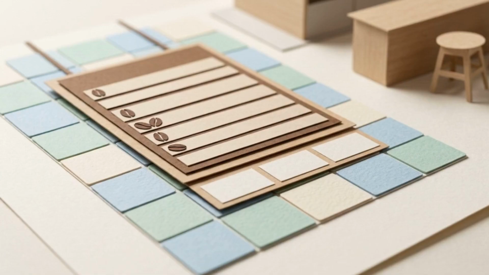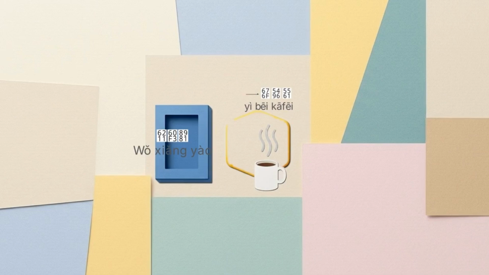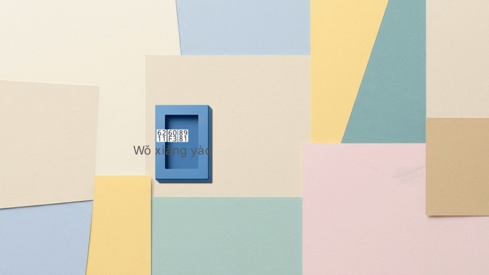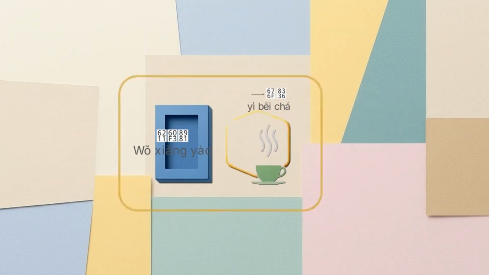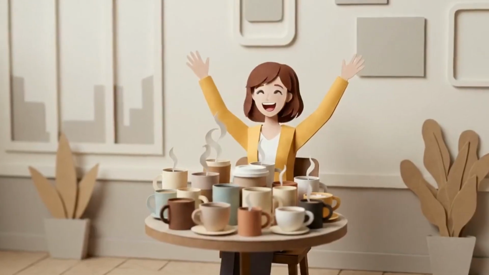Now that we have our base, let's look at some specific drinks we can add to it. To ask for coffee, we add 一杯咖啡. Put it together and you have 我想要一杯咖啡. If you want tea instead, just swap the blocks. The word for tea is 茶. 我想要一杯茶.